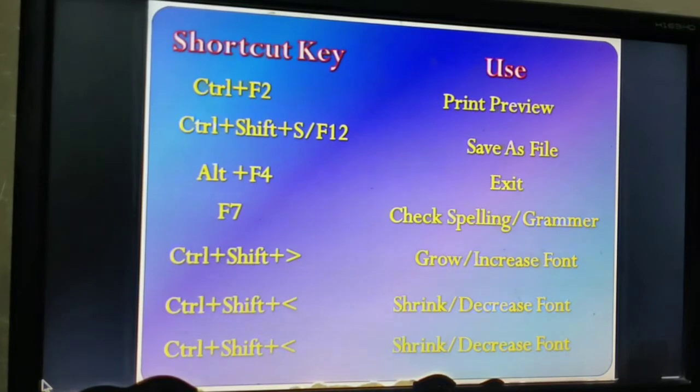Next is F7. It is used to check spelling and grammar. If there is a red line under your word, it means there is a spelling mistake. If a green line is there, it shows that there is a grammatical mistake, and sometimes a blue wavy line is also there. It means there is a contextual mistake. So to check your spelling and grammar, you can use the shortcut key F7 from the function keys.